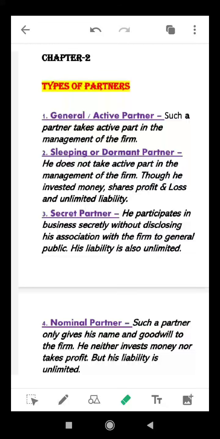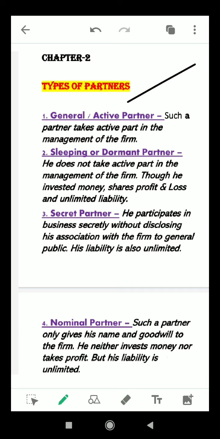Hello everyone. So in my last video we were talking about partnership and we were done with features of partnership, then advantage of partnership and disadvantage of partnership. So in this video we will know about types of partners, then types of partnership and partnership deed. Okay. So let's start. Types of partners.